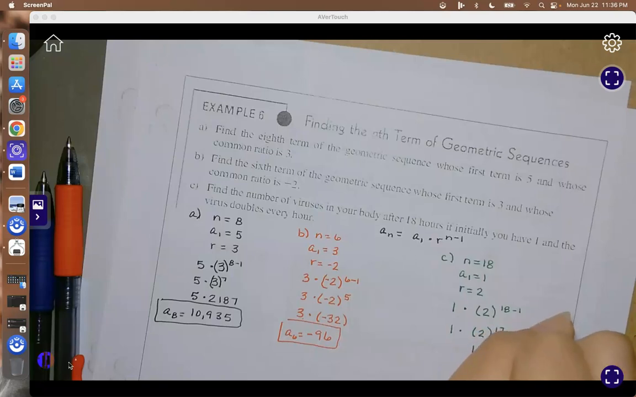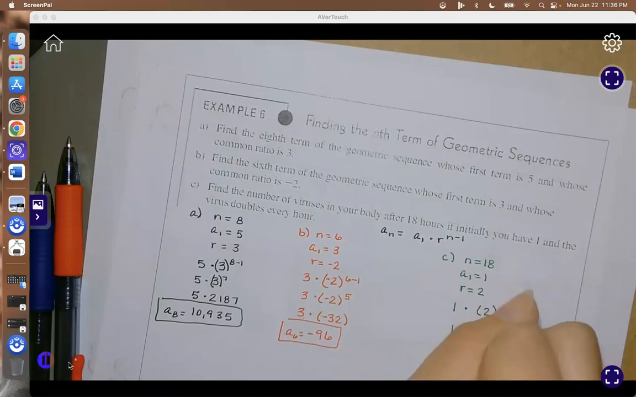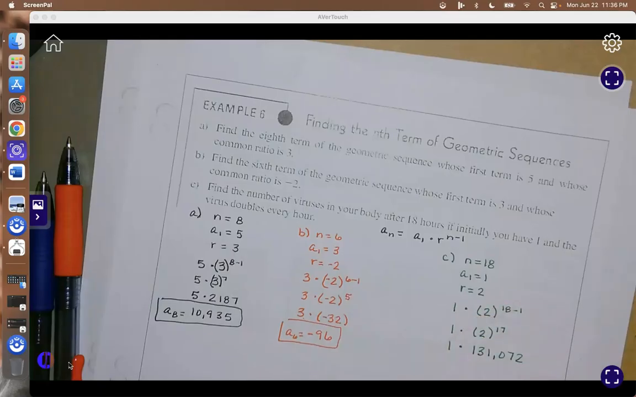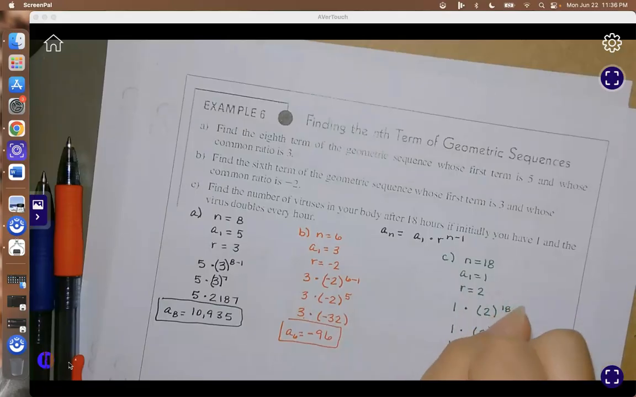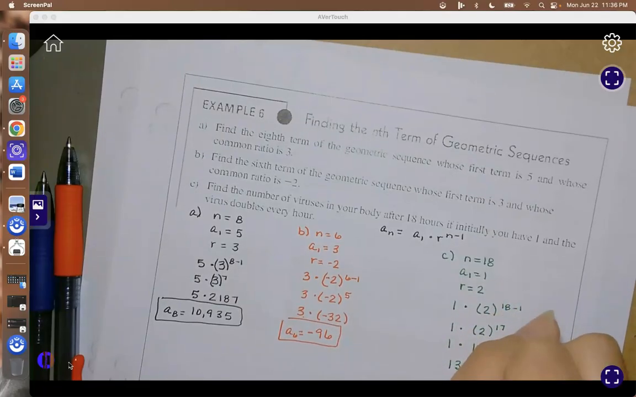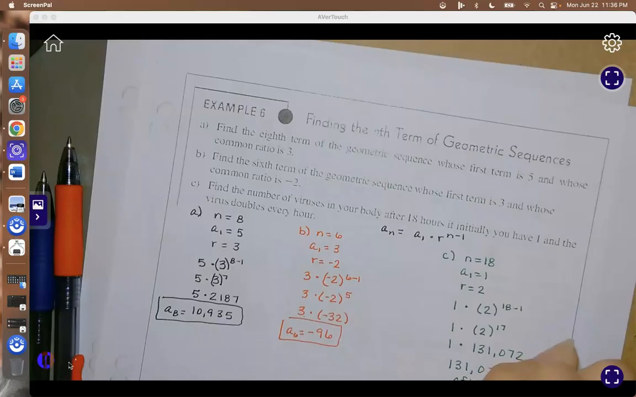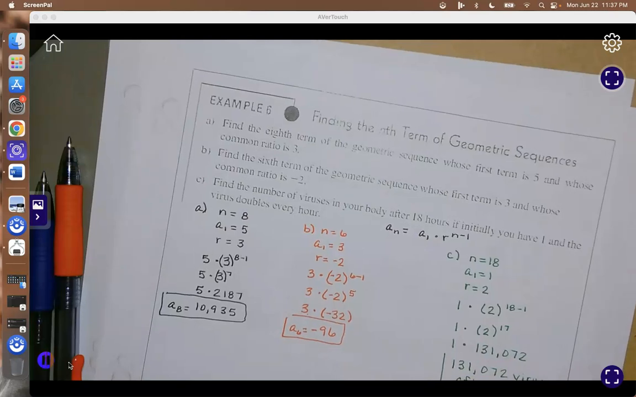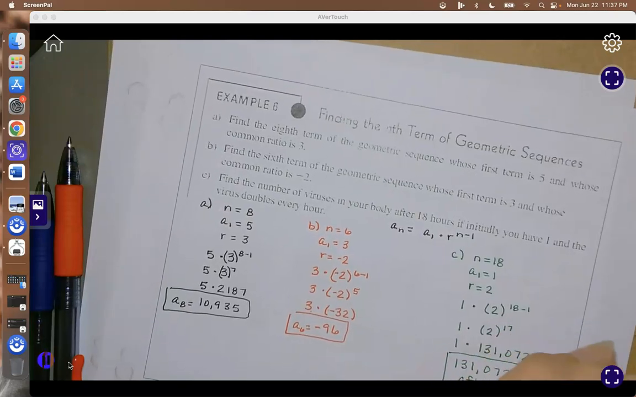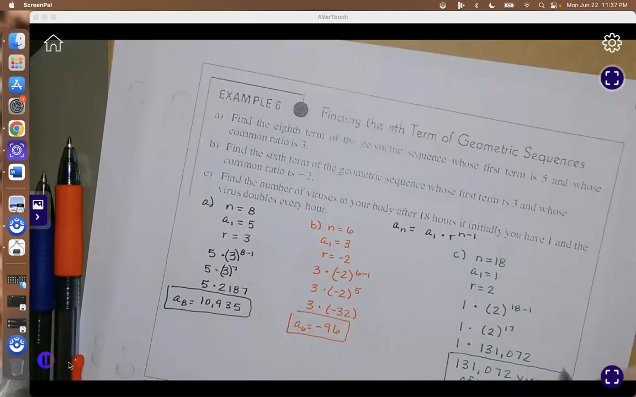I would never give you one like this and not let you use your big calculator for it. So that's 131,072 times 1, which would be, you would have 131,072 viruses after 18 hours. Makes you feel good, doesn't it? If you start with 1 and they double every hour. Alright.